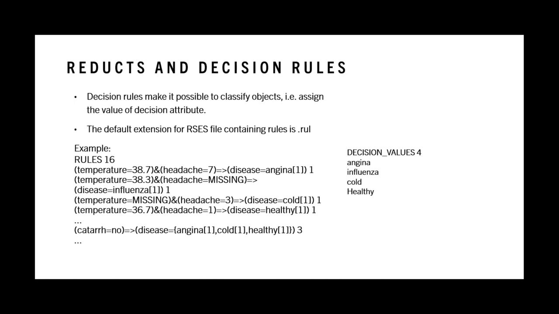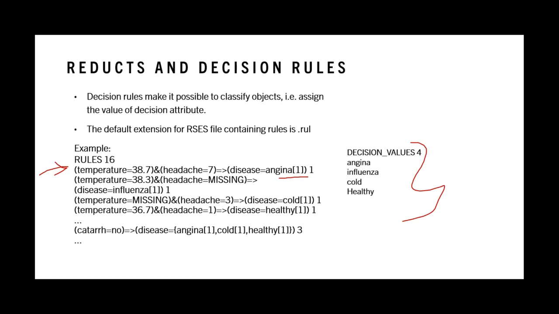All these decision values are determined by the conditional probability of the rules, which is very similar to if and then cases. So the first rule says that if there is a patient who is having a temperature of 38.7, that's a mild fever, and a headache of 7, it would determine that the sickness is identified as angina and that there is only one case that supports this rule. The support is usually determined in the square bracket.